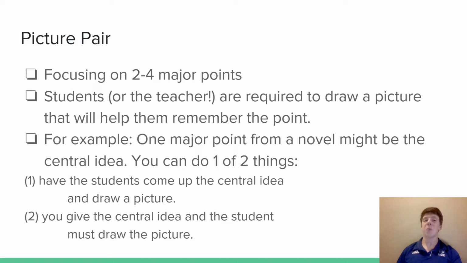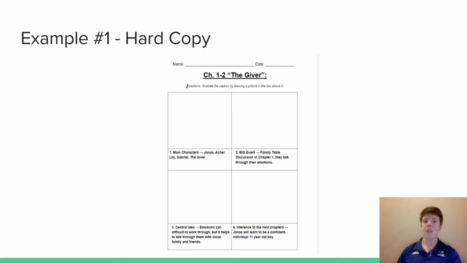So for example, one major point from a novel you might be teaching might be the central idea of the chapter or of the novel itself. You could do one of two things. You could have the students come up with a central idea and draw a picture, or you could give the central idea and have the student draw the picture that corresponds with the central idea. So here's an actual example.